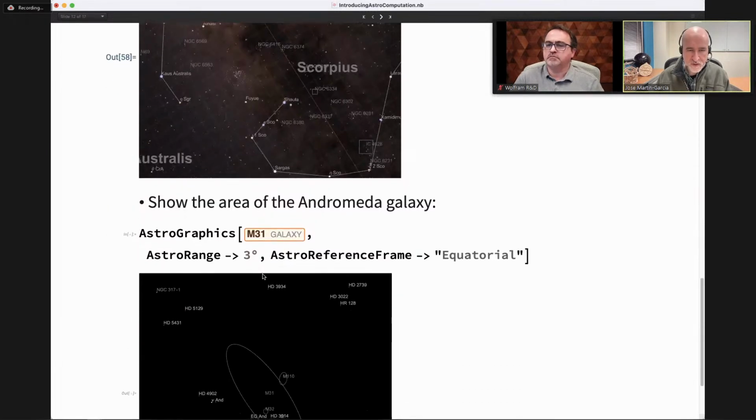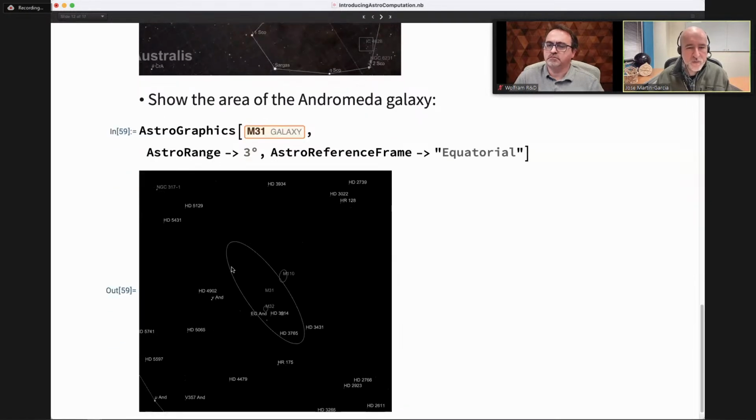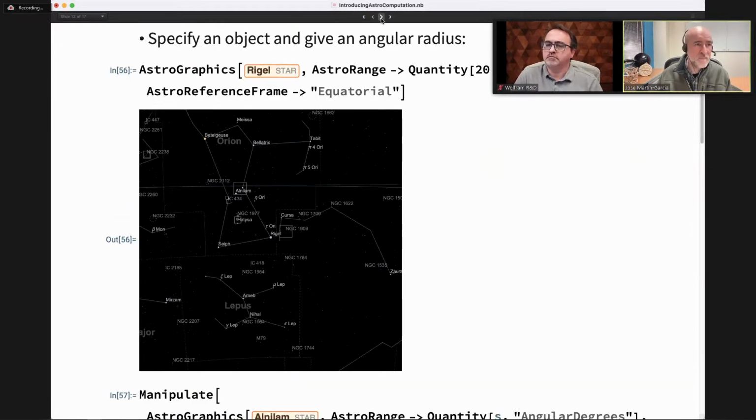We can show, for example, the Andromeda galaxy, and we represent galaxies with ellipses. We don't have images yet, and what we do is just plot an ellipse for orientation. Okay, so those are examples of maps of small regions of the sky.